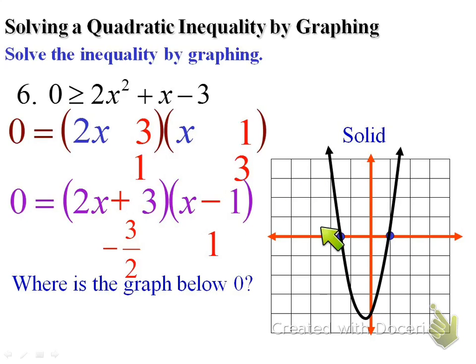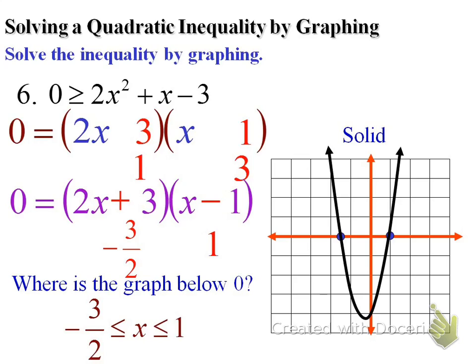The x-axis is where it changes from positive to negative. So it's below the x-axis when you are between the x-intercepts. So between the negative 2/3 and the positive 1 is where this parabola is less than or equal to 0, or 0 is greater than or equal to this parabola.